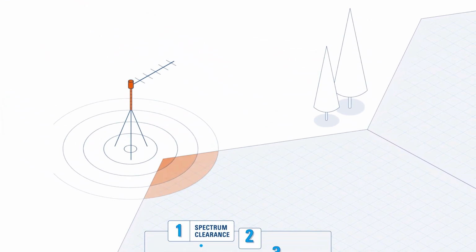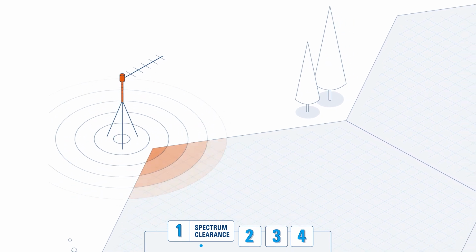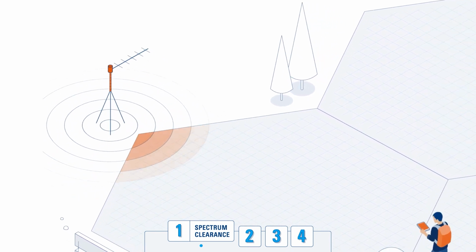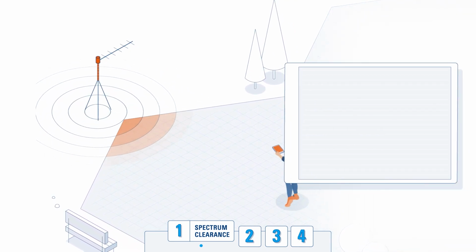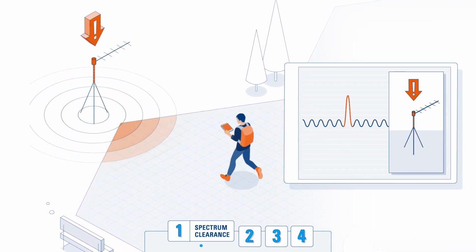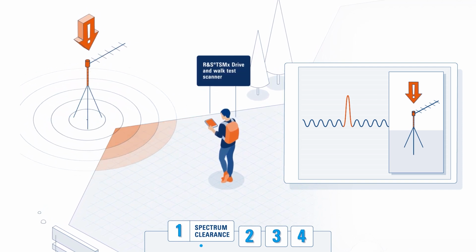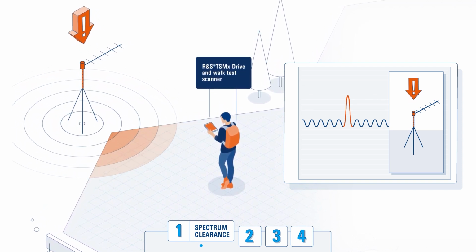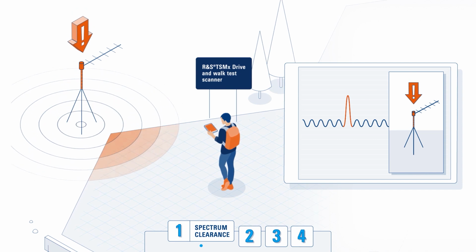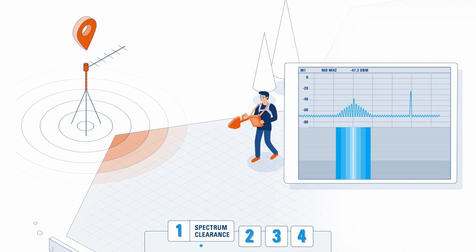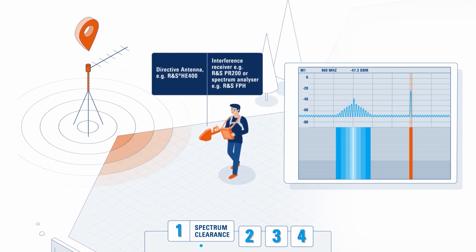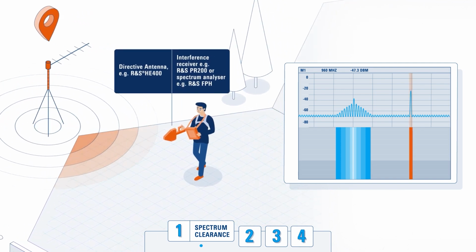The first step is spectrum clearance. This ensures a clean RF environment by eliminating external interference. By walking or driving the area using our network scanner, you can characterize the RF environment at relevant frequency bands and identify potential interferers. The next step is to locate the sources of the interfering signals. These sources can then be switched off or reported to a regulator.